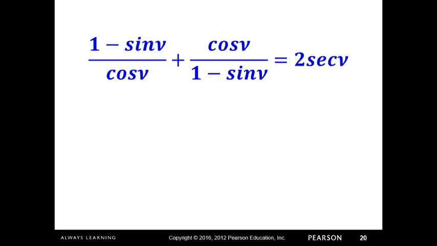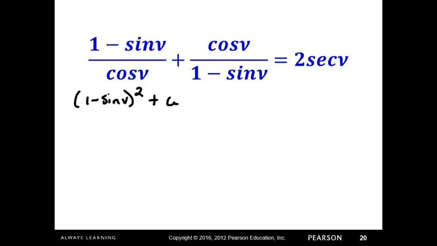All right, (1 minus sine v) over cosine v plus cosine v over (1 minus sine v). This one I thought was a little tricky. Well, first I got a common denominator. So I'm going to multiply the first one by 1 minus sine v. So what that ends up being is 1 minus sine v, all of that squared.